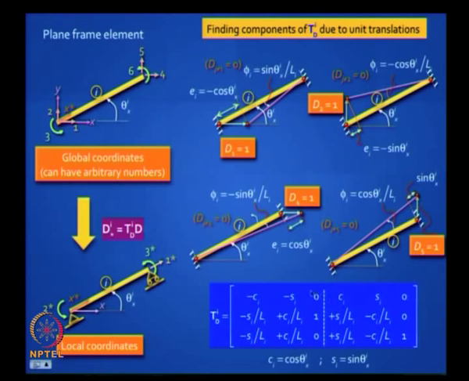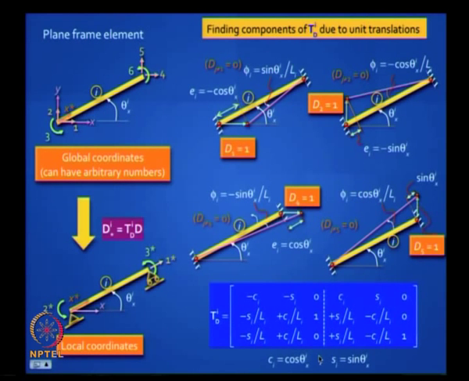Like this you can work out for the second degree of freedom. If you take the third degree of freedom, it is a rotation, D3 equal to 1. That does not need any transformation here. So corresponding to D2 star you get 1, so 0 1 0. Does it make sense? That is all.